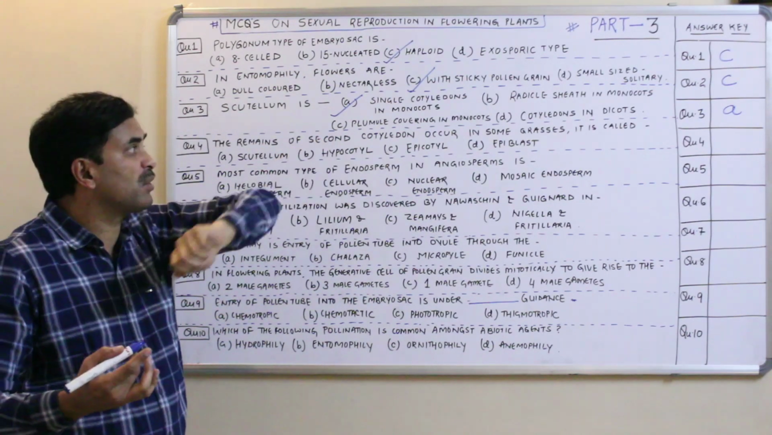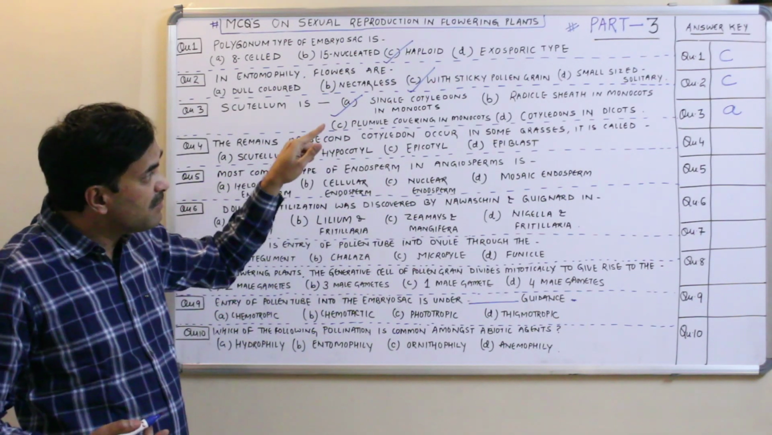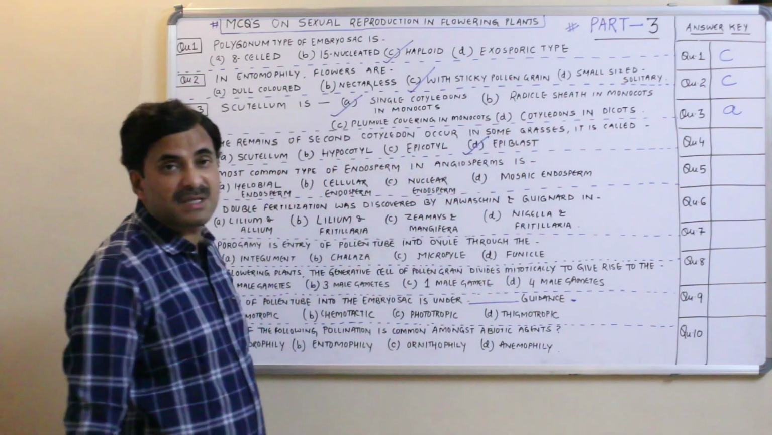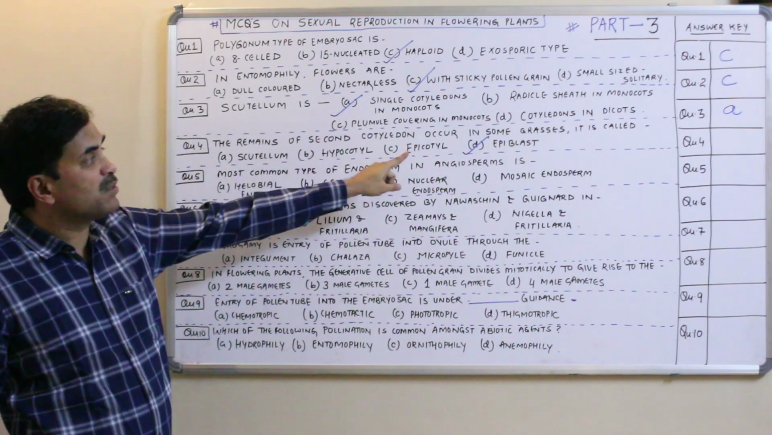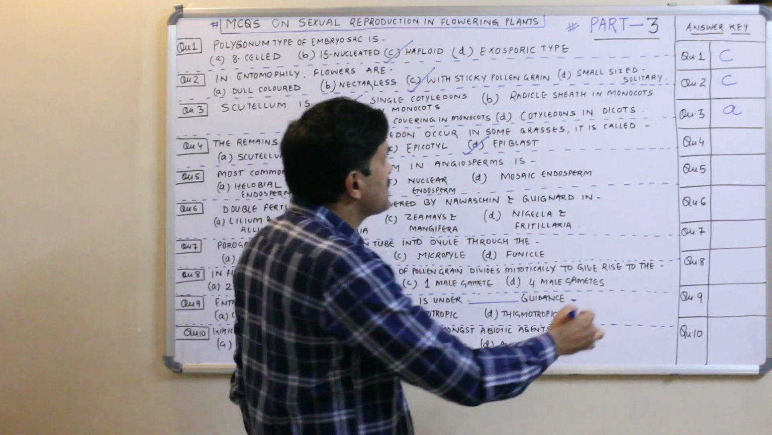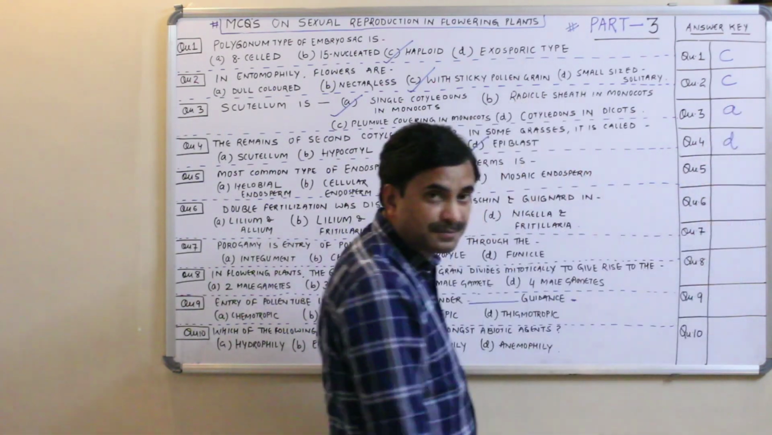The remains of the second cotyledon are present, and this remains of the second cotyledon is called as epiblast. Always remember, the remains of the second cotyledon which occur in some grasses is called as epiblast. Question number 4 is having the answer D.